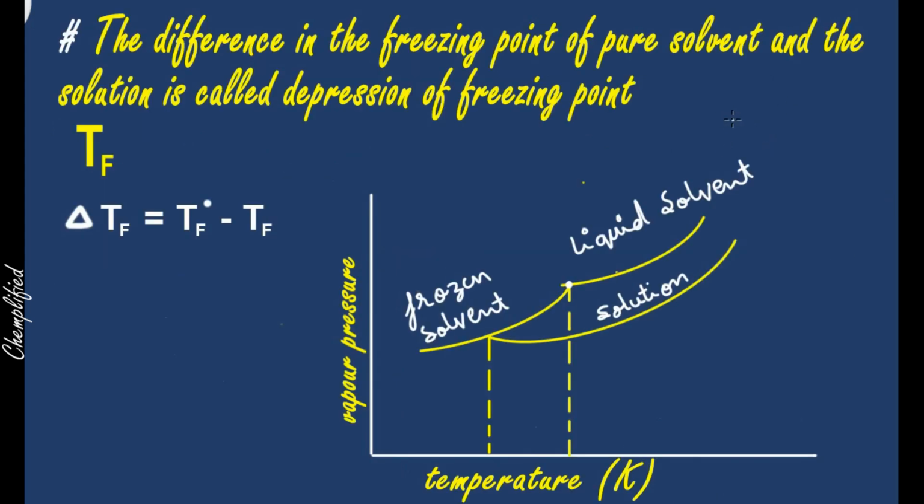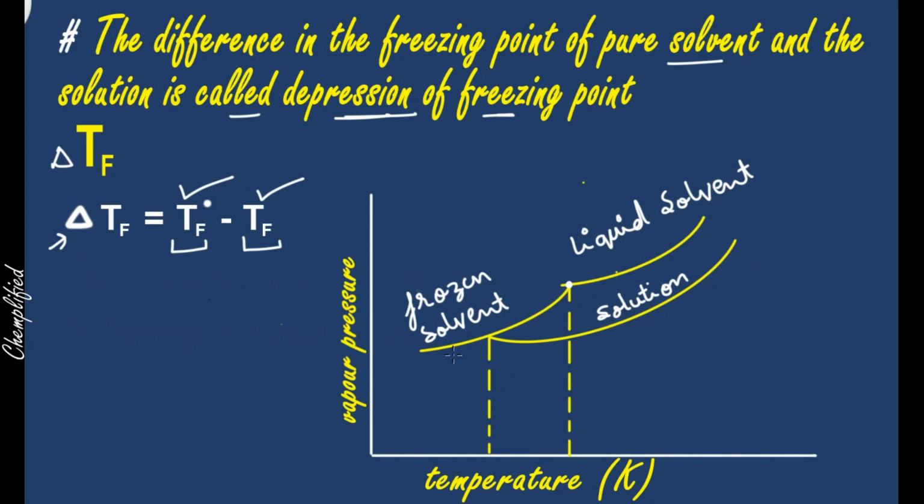Now, the difference in the freezing point of pure solvent and the solution is called depression in freezing point, which is denoted by delta Tf. The value of delta Tf is equal to the freezing point of pure solvent, the temperature at which pure solvent freezes, minus the temperature at which the solution freezes. Which means the solvent will freeze at a higher temperature and the solution will freeze at a lower temperature. Right?